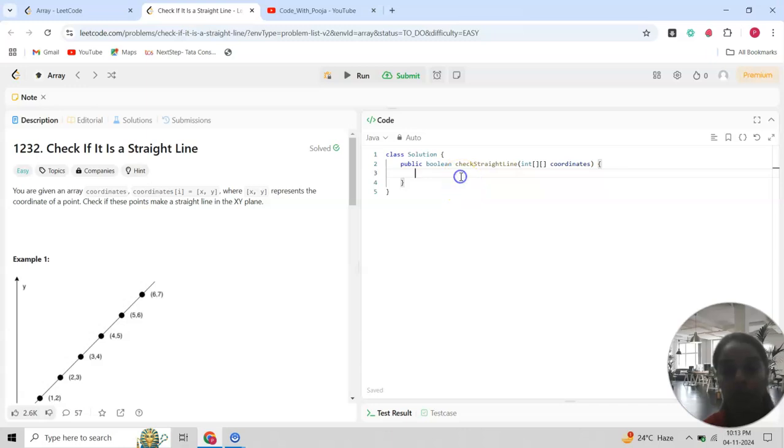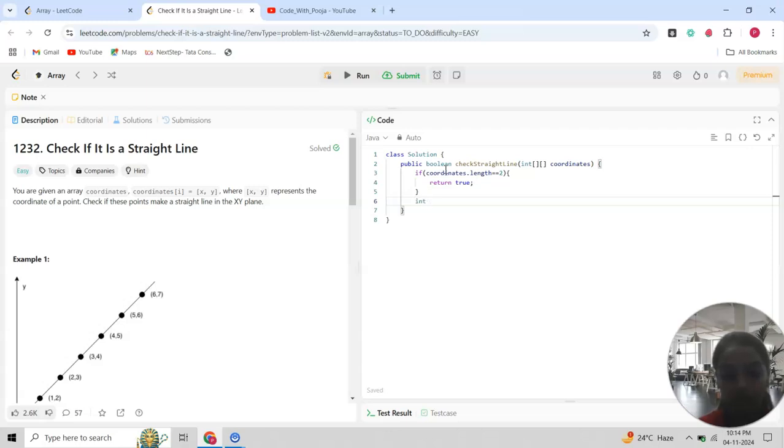Now, continuing with the boilerplate code. Class Solution, we have to return a boolean, that's why the return type of the method is boolean. First of all, if there are only two coordinates in the array, of course two coordinates always form a straight line, so coordinates.length equals 2 means it is a straight line.